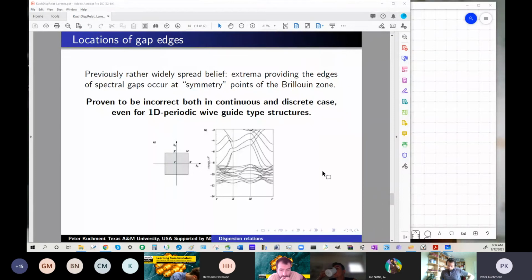It happens to be false. It's not true. There are counterexamples even in 1D structures of waveguide types. So this is not true.